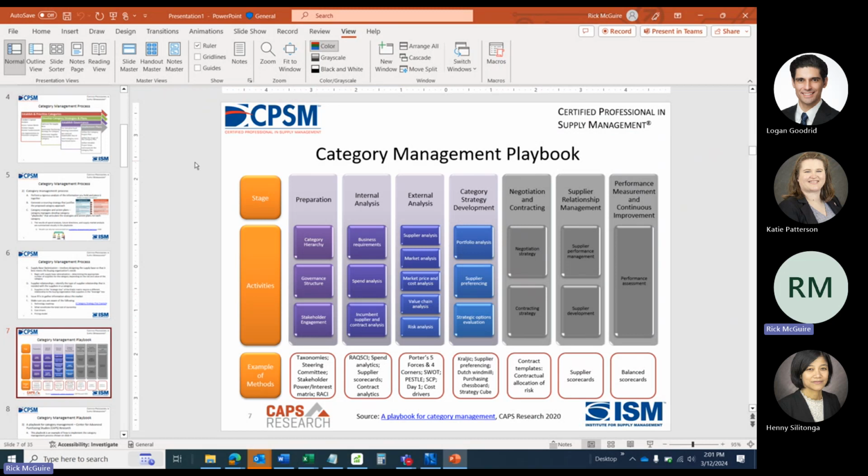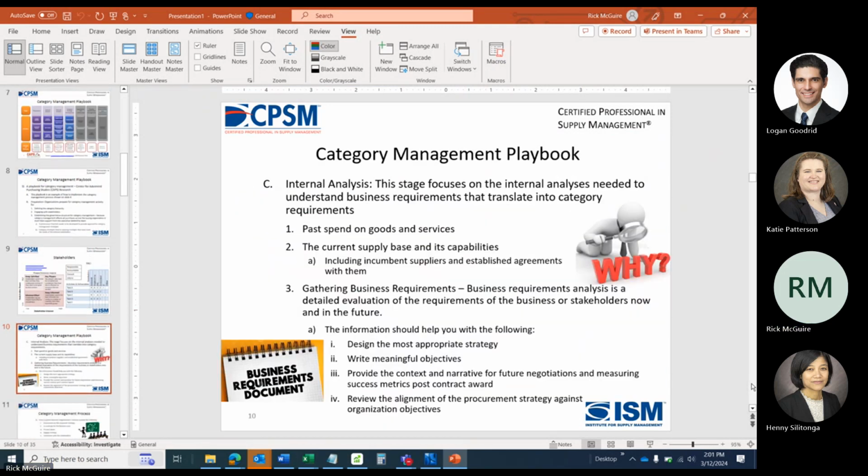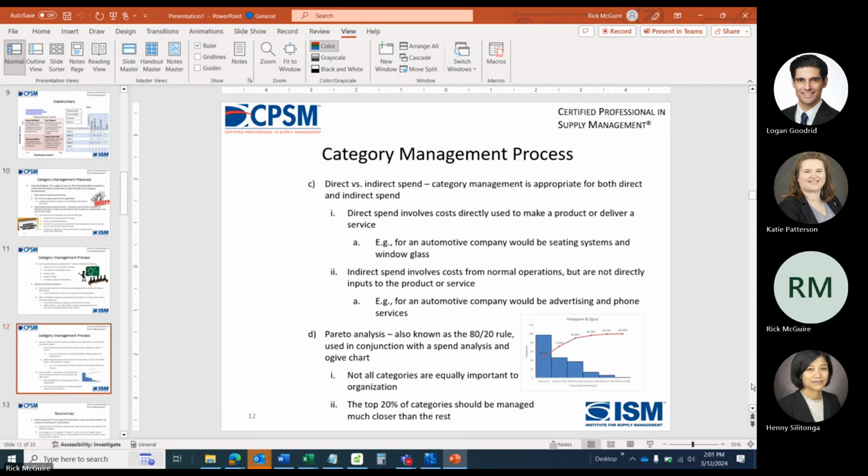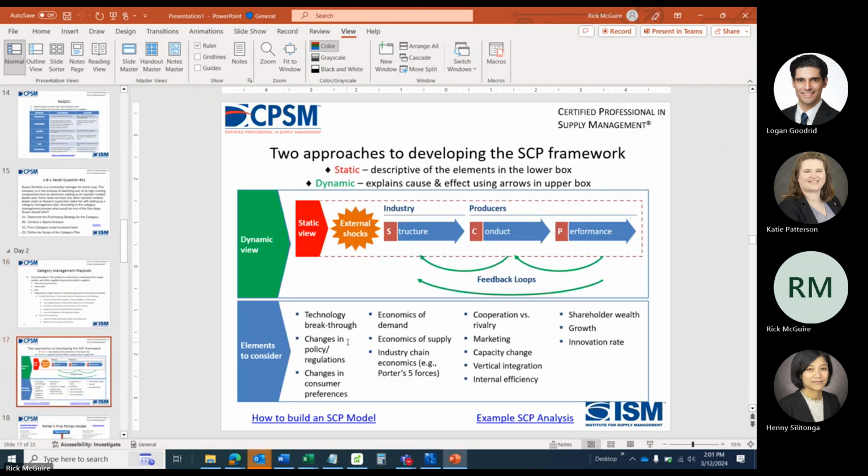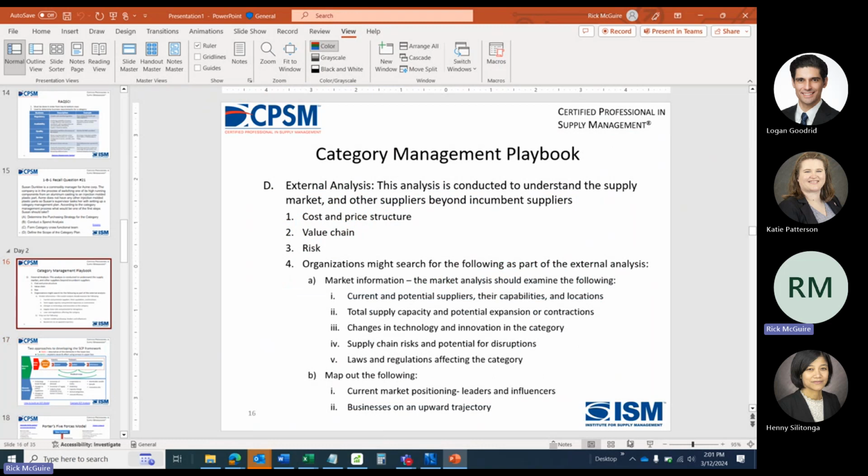And you can see here they've got a stage, which is these 7 stages here. And they've got activities in each of the stages and examples of some of the methods. We're going to look at these activities and methods in these stages here. So, get rolling here.